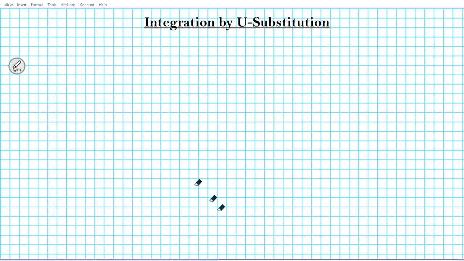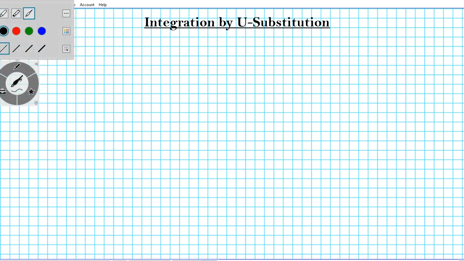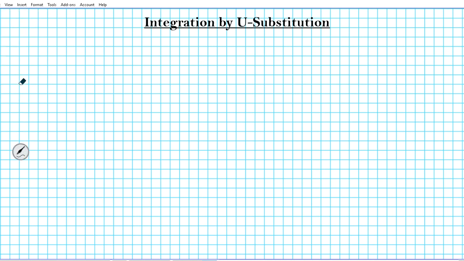Alright, let's go ahead and take a look at the first example. The task is as follows. We are to evaluate the given integrals. Number 1, we want to evaluate the integral of sine x divided by the square root of 1 plus cosine x.